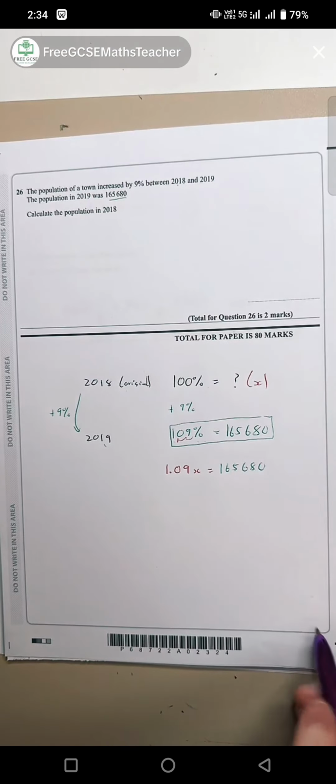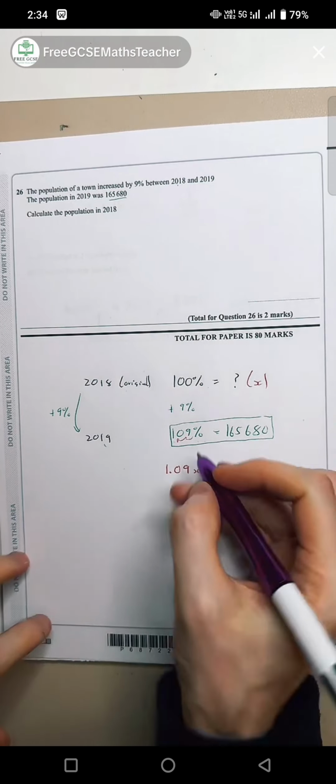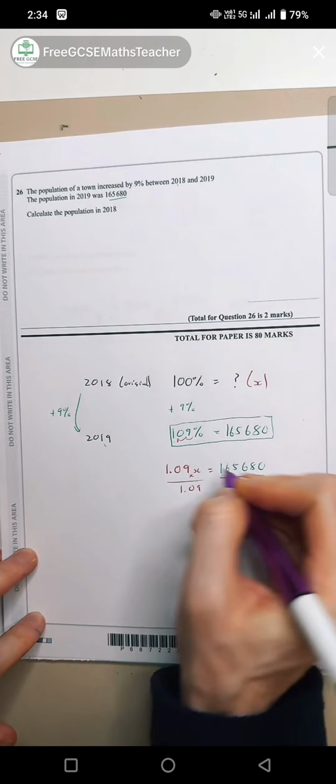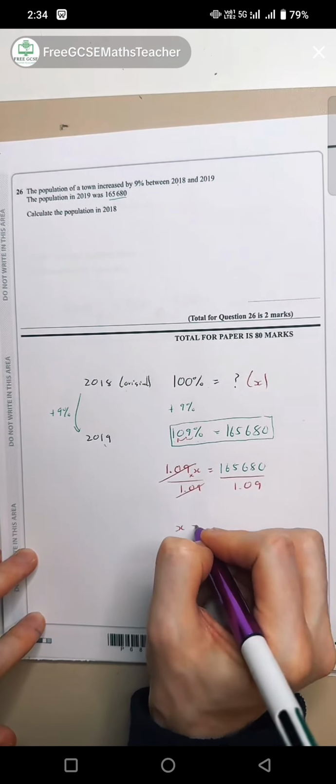165,680. I want to get back to x, my original. The opposite of times by 1.09 is divide. So I'm just going to divide both sides by 1.09. On the left, 1.09 and 1.09 will cancel to give us x, the original.